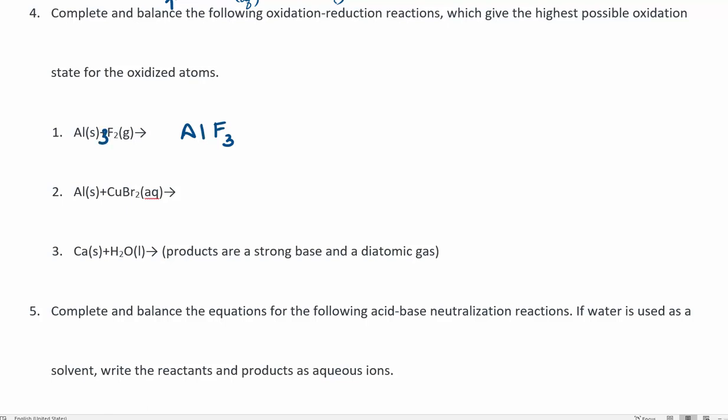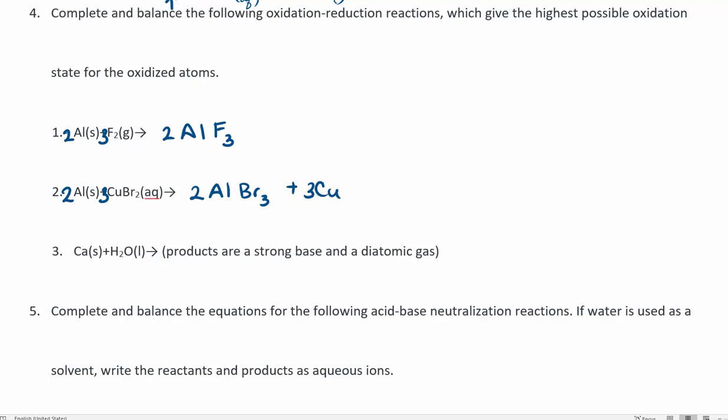I'm going to need 3 of these, I'm going to need 2 of these, and 2 of these. The aluminum is completing a single replacement reaction here, bumping out this copper. The aluminum is going to make AlBr3, aluminum bromide, and then the copper is going to be reduced to copper metal. So I'm going to need a 3 here and a 2 here in order to balance my bromine. Then I need a 2 for my aluminum and a 3 for my copper.